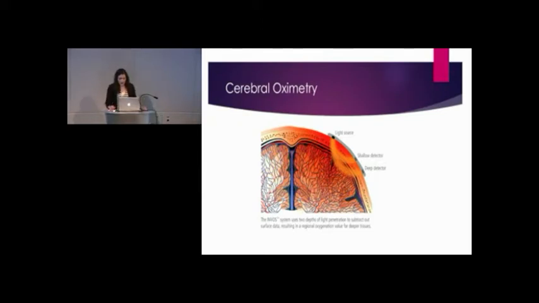So the other thing to think about is that these reported numbers are taken from the venous pool of blood, which is 70 to 80% of the blood in the brain. So these numbers don't necessarily represent arterial or tissue saturation.